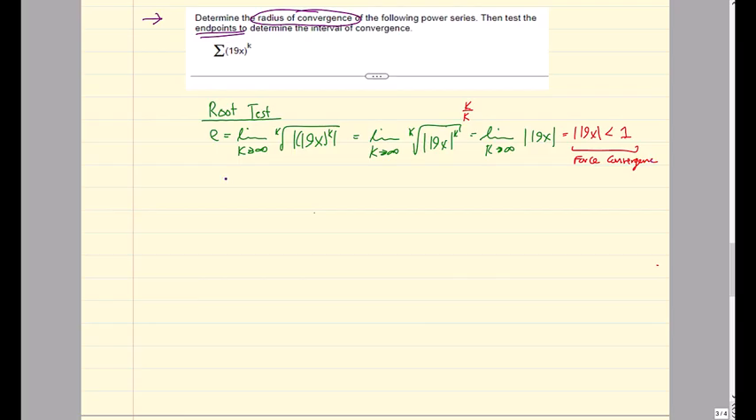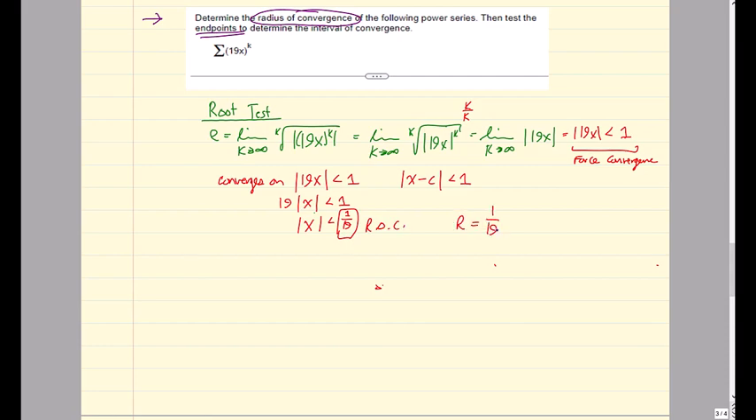And so now I'm looking at this converges on the interval absolute value of 19x less than 1. So now I'm looking for the radius of convergence and the interval of convergence. Remember, it converges if the absolute value of x minus c is less than 1. So I could pull that 19 out front. It is positive, so I have 19 absolute value of x is less than 1. Divide through by 19, and I get absolute value of x is less than 1/19. So this is my radius of convergence. So r is equal to 1 over 19.